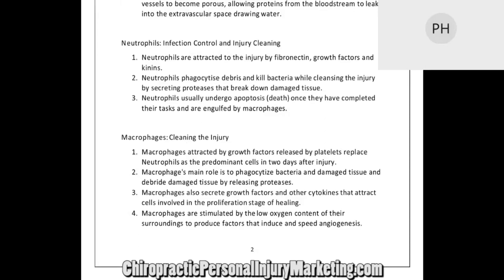What's the proliferative phase? That's the repair phase. That's the collagen synthesis phase. Macrophages play a role right there.